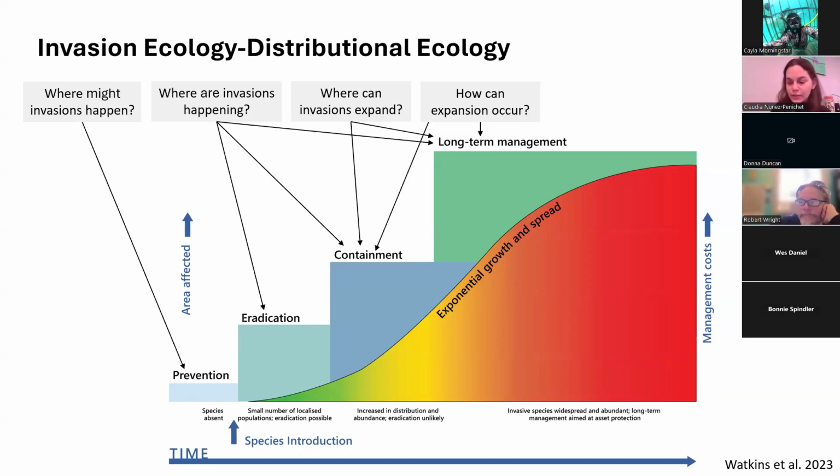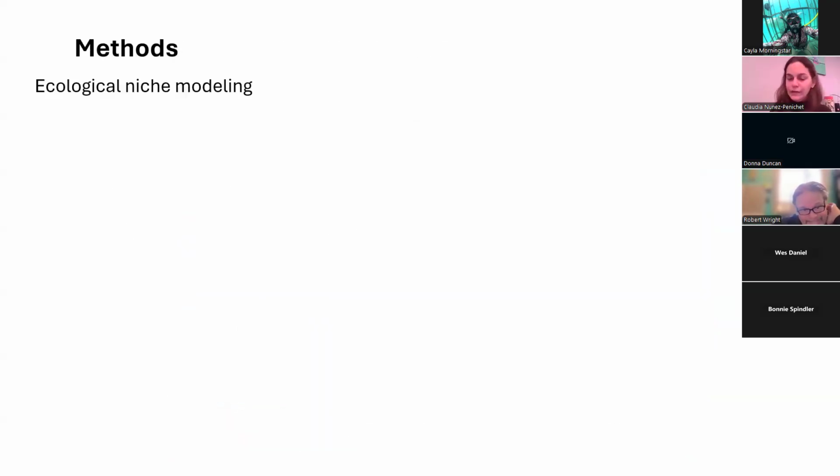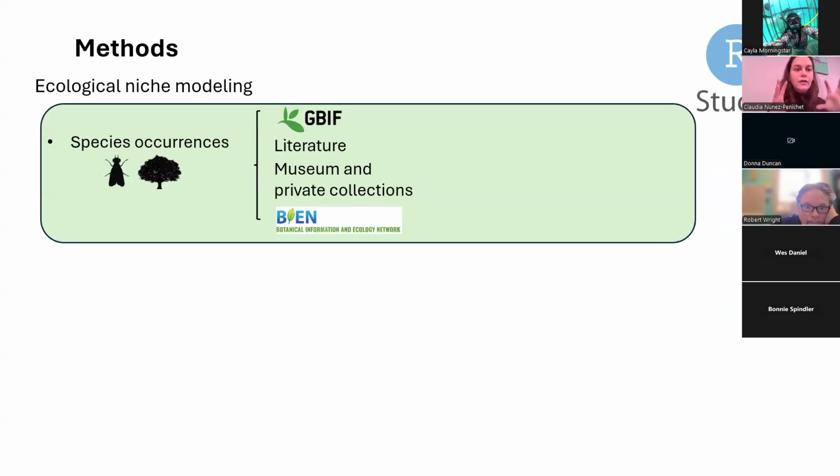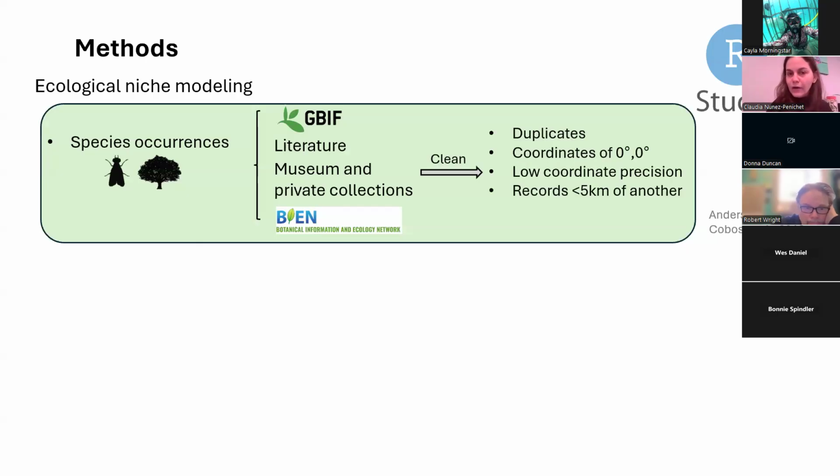So based on all this theory that I just mentioned, we tackled these questions. For that, we developed ecological niche models. First of all, we needed species occurrence data that we gathered from the literature, museums, and private collections. And then we cleaned that data. We performed different cleaning steps in order to reduce the biases associated with those types of data.